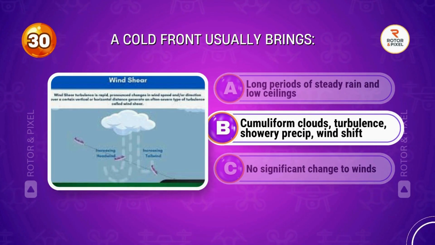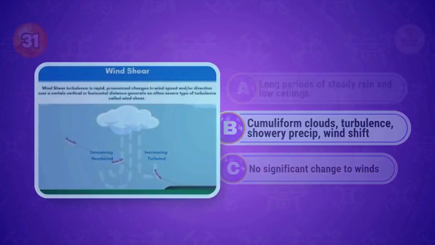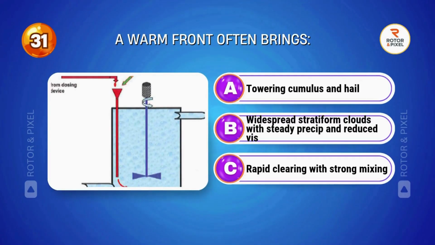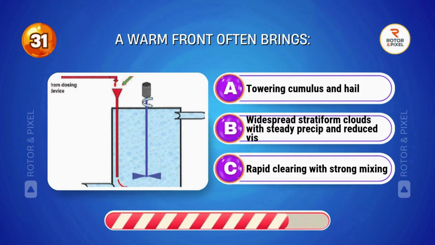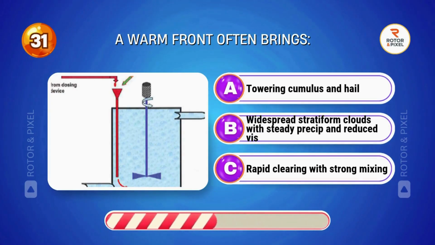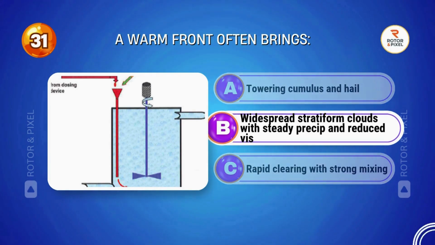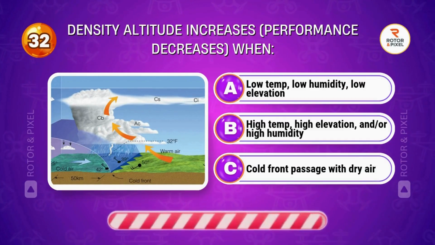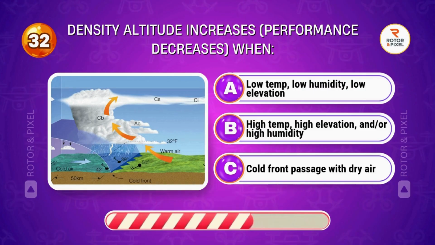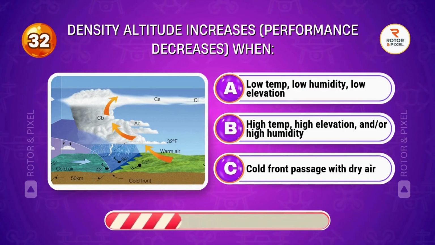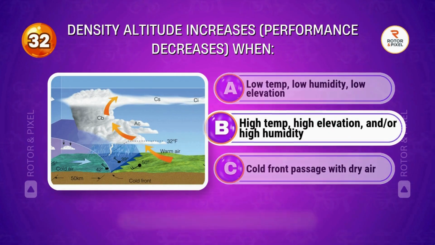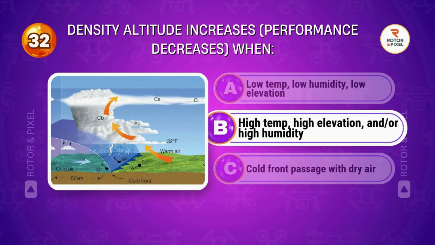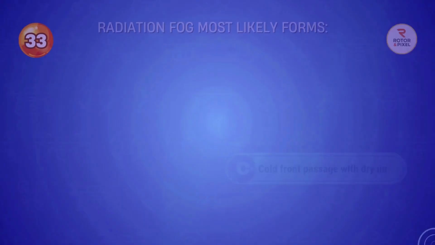Answer B, cumuliform clouds, turbulence, showery precip, wind chill. A warm front often brings... Answer B, widespread stratiform clouds with steady precip and reduced vis. Density altitude increases, performance decreases when... Answer B, high temperature, high elevation, and/or high humidity.